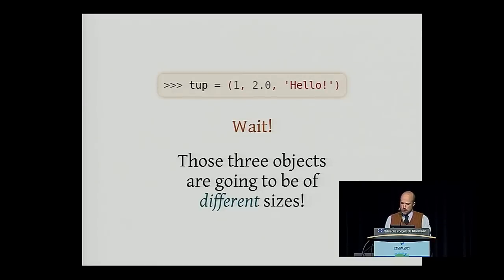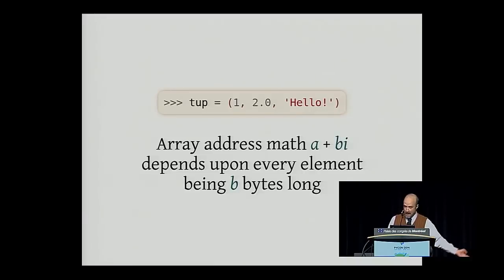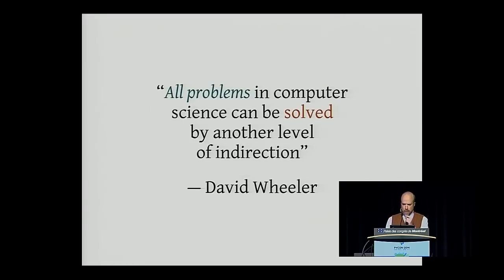The tuple, for example, which we'll start with, I can throw ints, floats, strings into it without caring how big they are. How are those three objects going to fit when they're of different sizes? How am I going to find them in memory if they're each of a different length? Array address math that we looked at a few minutes ago, which is very fast, depends on every element being the same number of bytes long. How is this going to work?